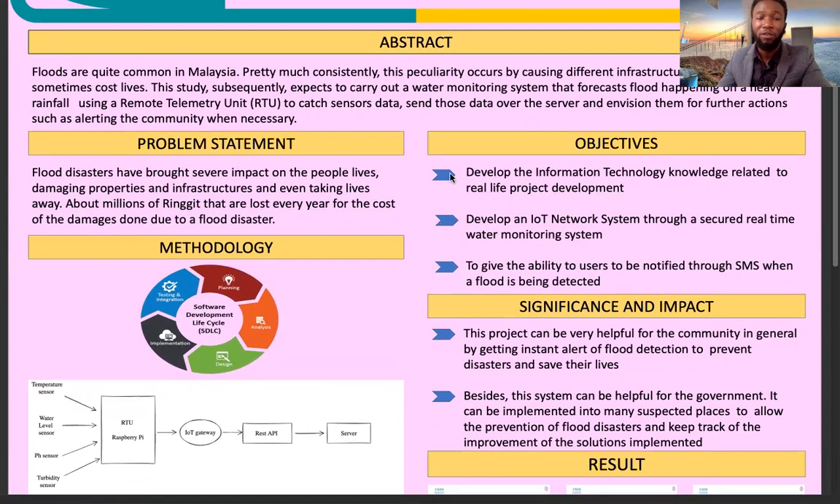So let's look at the objective of this project, the main objective or the target that we want to accomplish in this project. First of all, we want to develop the information technology knowledge related to real-life project development. And secondly, develop an IoT network system through a secure real-time water monitoring system. And the third point is to give the ability to the users of this system to be notified through SMS when a flood is being detected.